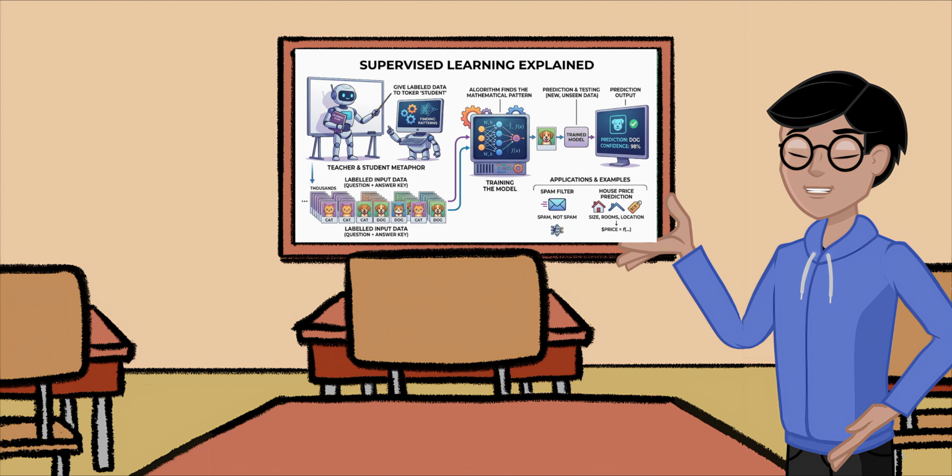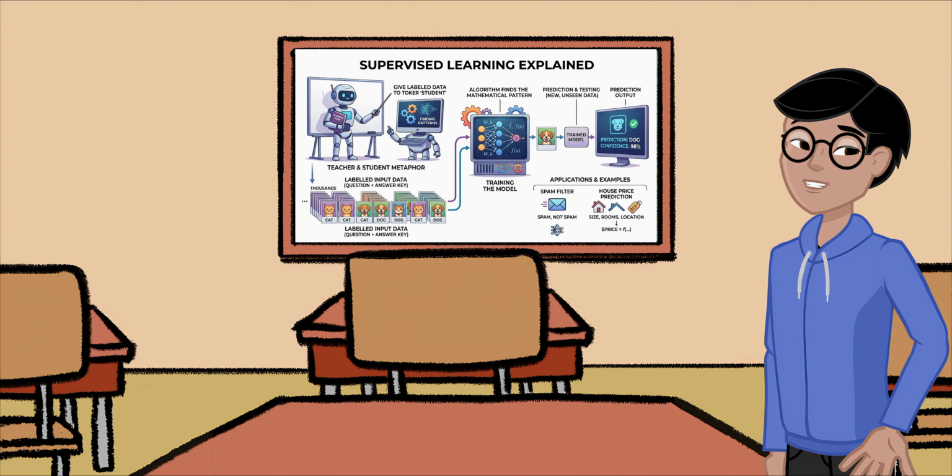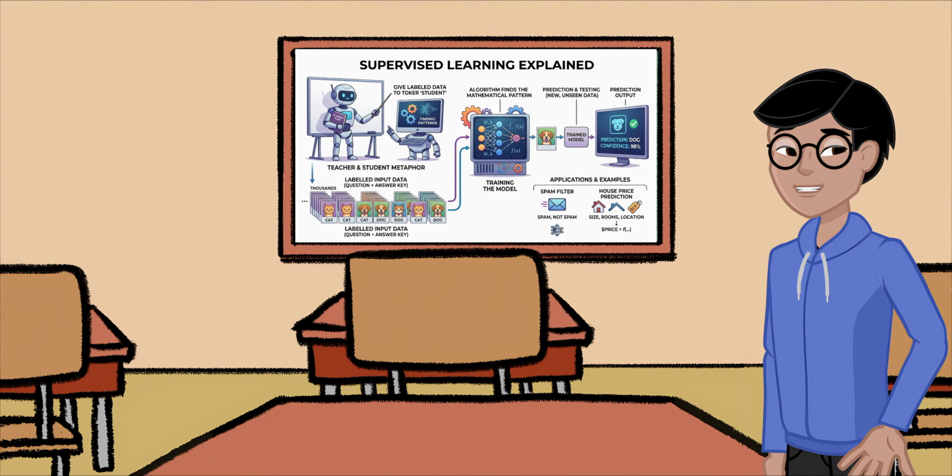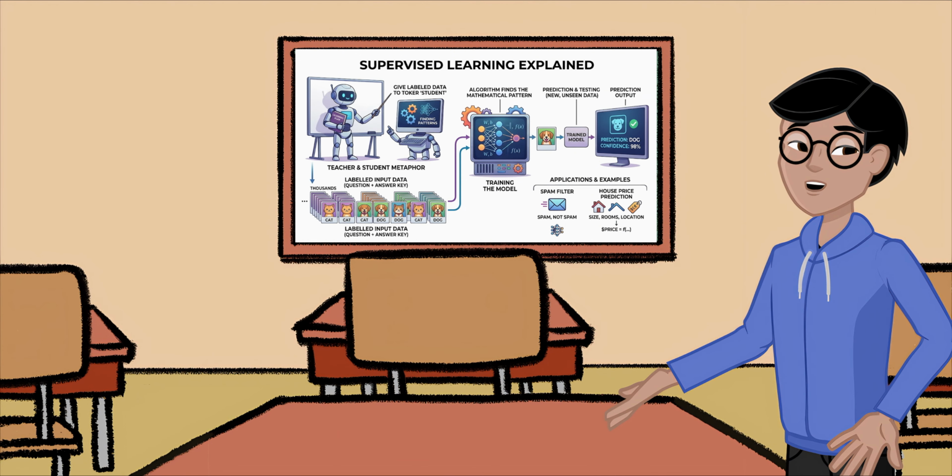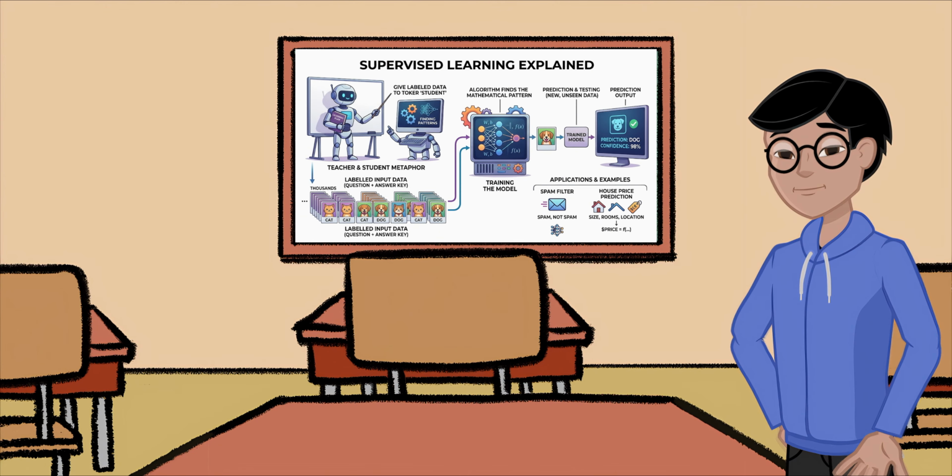We divide machine learning into three main groups. The first and most common is supervised learning. Think of it like a student with a teacher. You have a question book and an answer key. We show the computer thousands of photos of cats and dogs. Under each photo, we add a label. This is a cat, this is a dog.